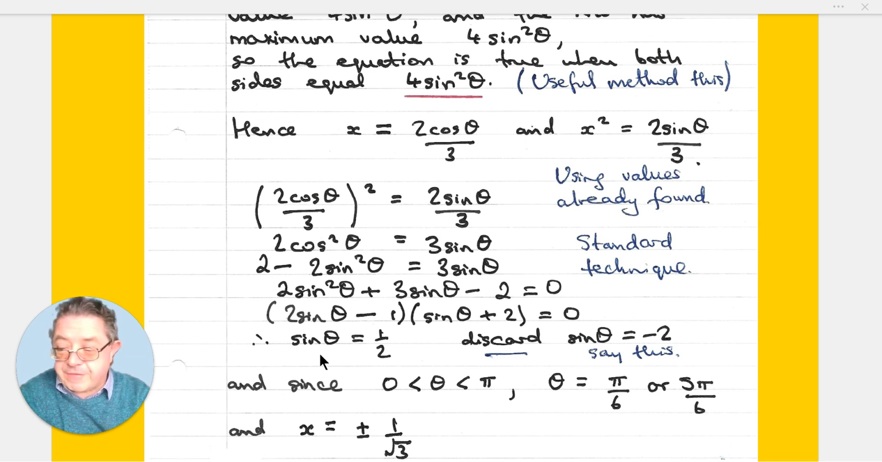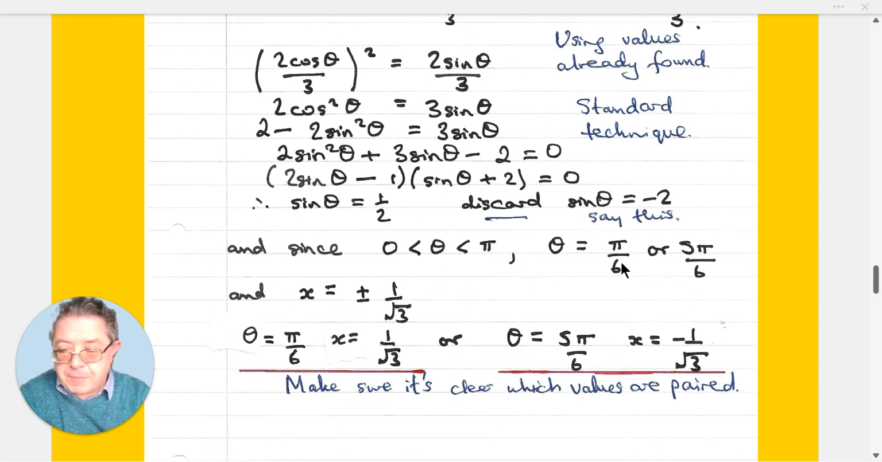Given the range of theta, theta must therefore be pi over 6 or 5 pi over 6, and putting that back in we get x is plus or minus 1 over root 3. Make sure you pair up the theta and the x values, make that really clear. And we've done part 1 of the question.